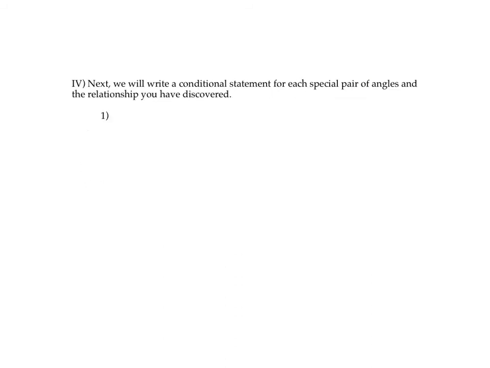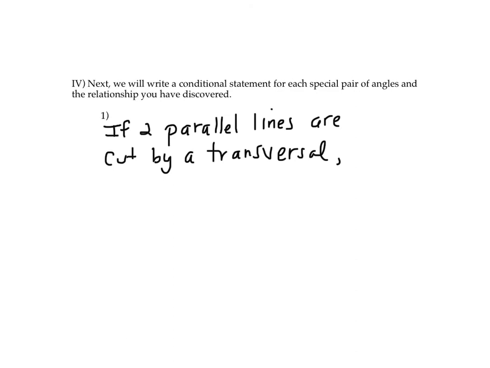Next, we're going to write the conditional statements for each special pair of angles and the relationship that we've discovered. The one that we'll leave out is vertical angles. That comes from a different section. We know that vertical angles are congruent. That's nothing new for us, and that's not dependent on the lines being parallel. So for each of our conditional statements, we're going to start by stating if 2 parallel lines are cut by a transversal, then we're going to say what the result of that is. So we noticed in our figure that when 2 parallel lines are cut by a transversal, corresponding angles are congruent.